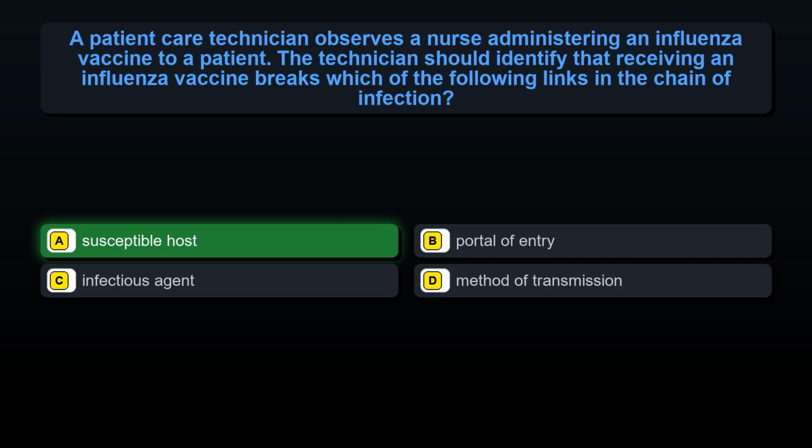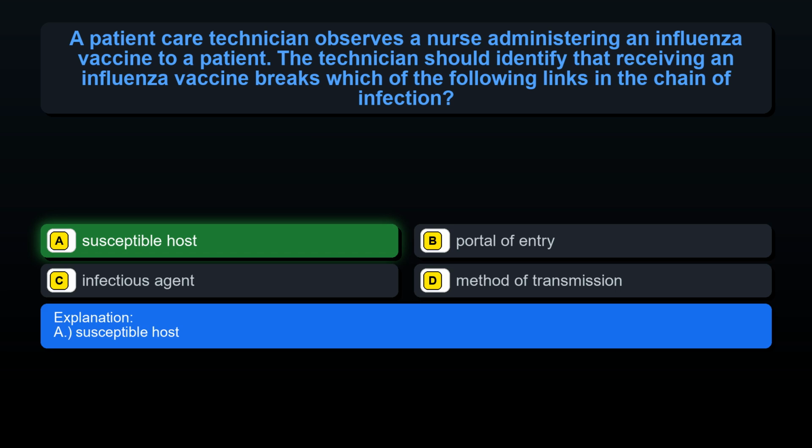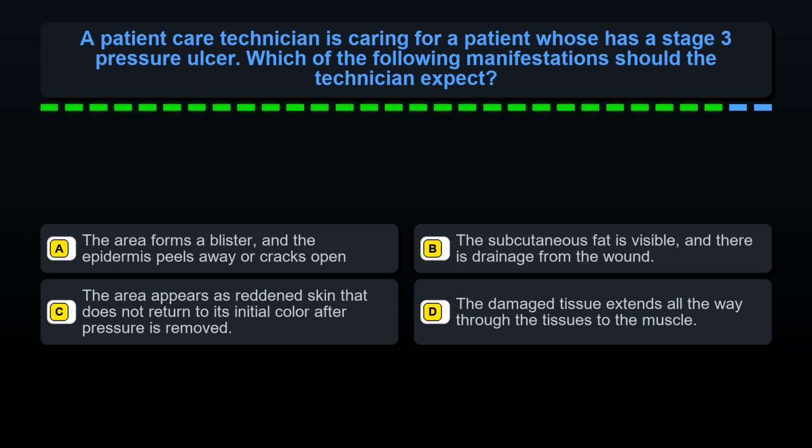The correct answer is option A, susceptible host. Question 41. A patient care technician is caring for a patient who has a stage 3 pressure ulcer. Which of the following manifestations should the technician expect?